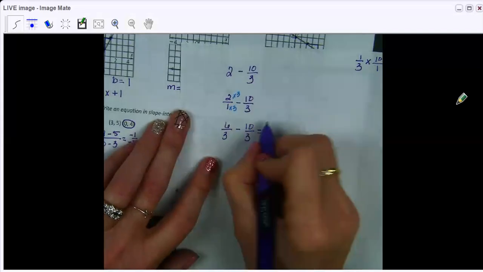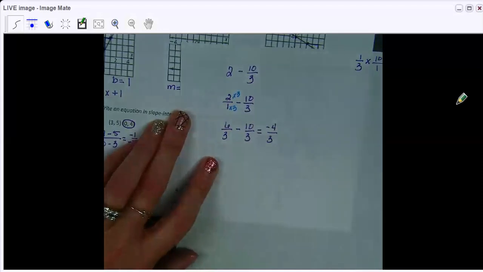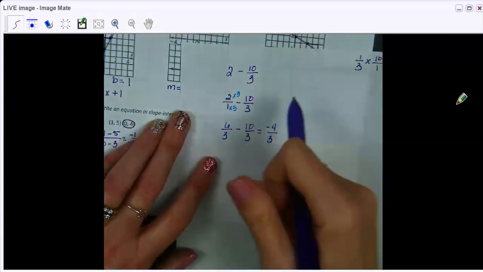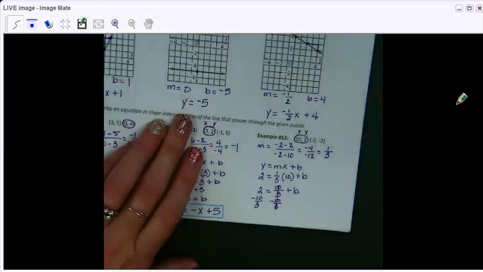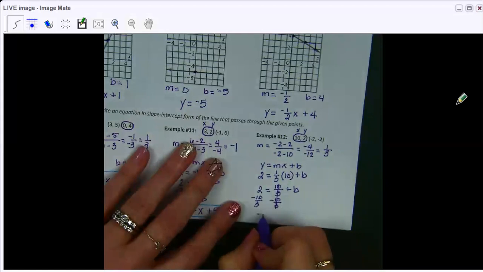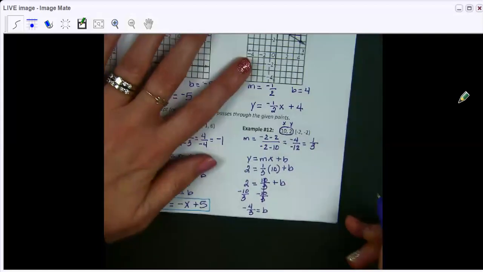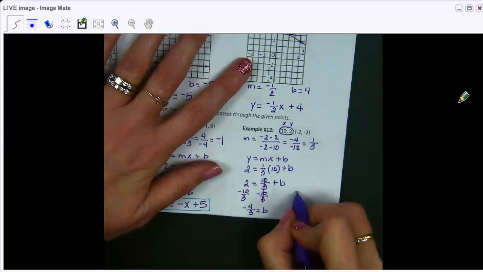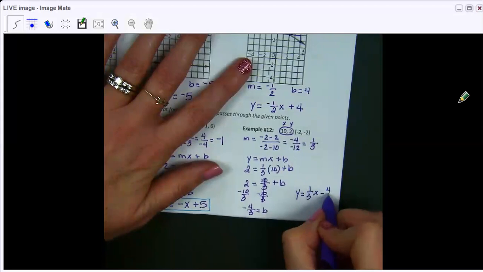6 minus 10, -4. And my denominator stays the same. So if you are struggling with this, you may want to come to help class and we could go over how to subtract fractions. So I simplify the 4/12, and I got the same answer. -4/3 equals b. So my answer for this is y equals 1/3 x minus 4/3.